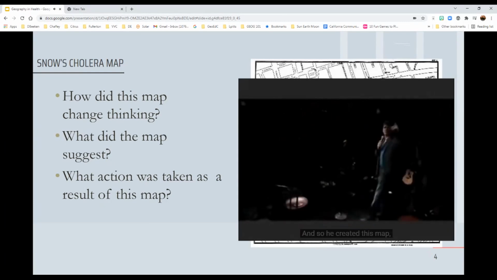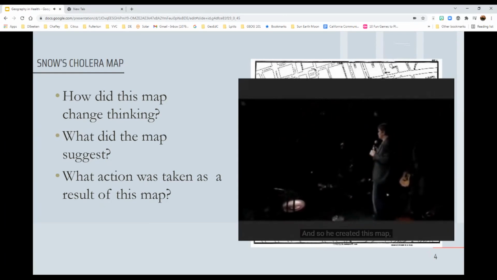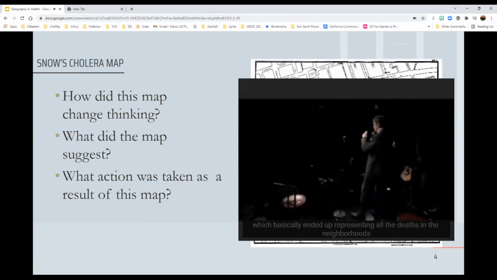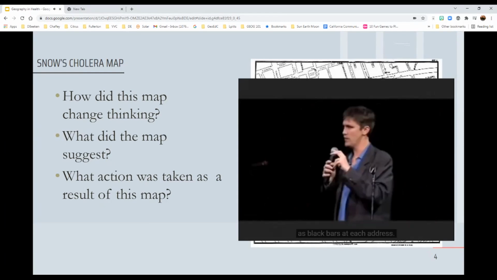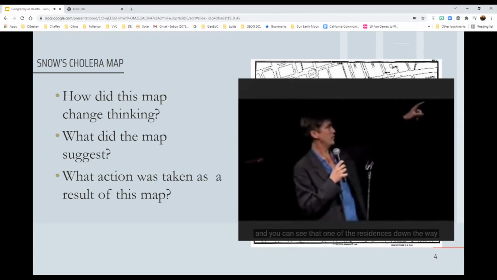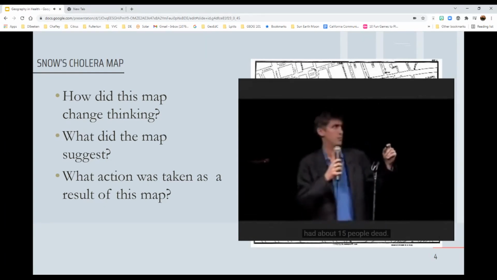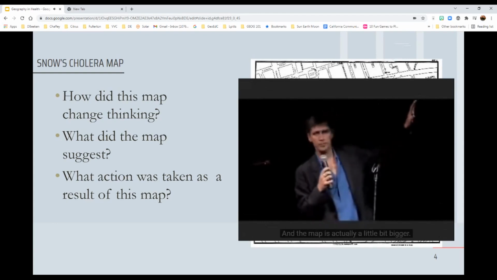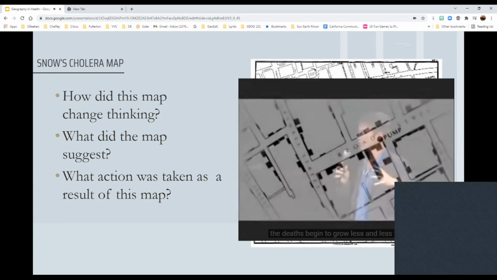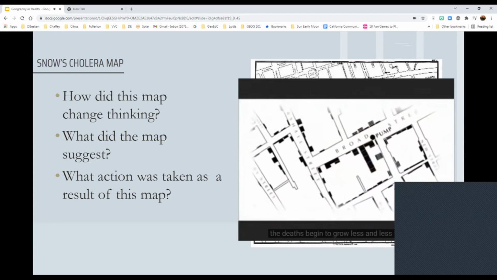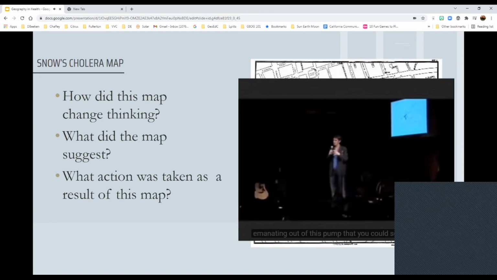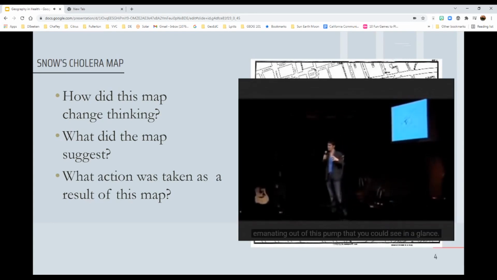And so he created this map, which basically ended up representing all the deaths in the neighborhoods as black bars at each address. And you can see in this map the pump right at the center of it. You can see that one of the residents down the way had about 15 people dead. And the map is actually a little bit bigger. As you get further and further away from the pump, the deaths begin to grow less and less frequent. And so you can see this something poisonous emanating out of this pump that you could see in a glance.